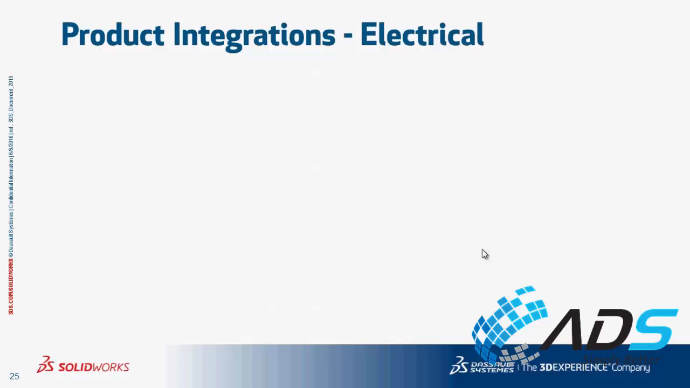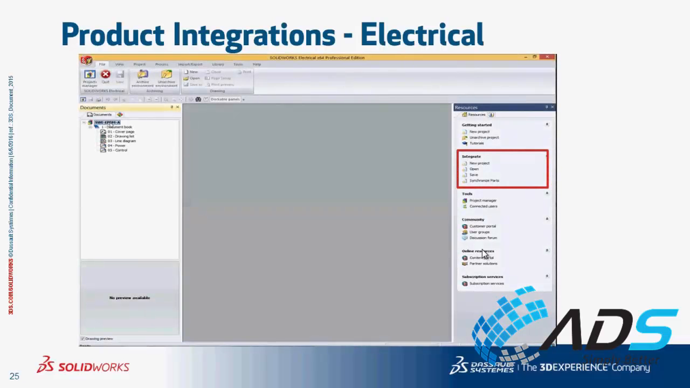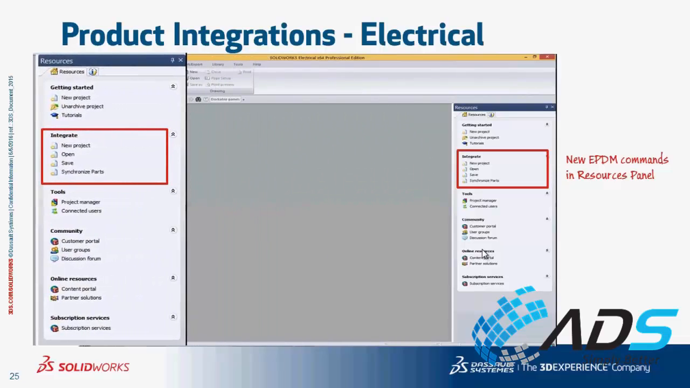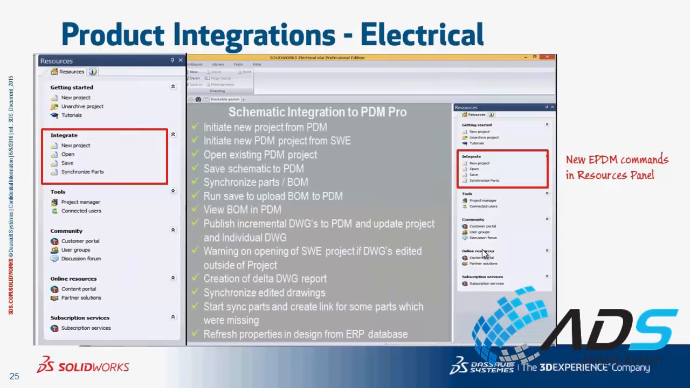So from product integrations, new things coming with Electrical. We've got some new commands that are going to be available in the resources panel to do the new projects, open, save, and synchronize the parts. A bunch of new things here, including a BOM synchronization that will create a BOM of virtual parts in PDM, so you can have a total synced mechanical BOM and electrical BOM when you're using 2D schematics. Some other functionality there: if DWG files that have been output have been modified inside the vault, there'll be a warning to let users know that the DWG files are out of sync with the project.